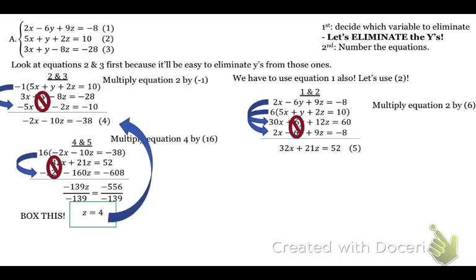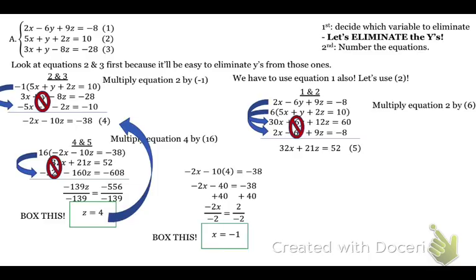Then I'm going to take that answer, and I'm going to plug it into equation 4 or 5. It doesn't matter which one, just one of them. So you get negative 2x minus 10 times 4 equals negative 38. Solve that for x. Negative 2x minus 40 equals negative 38. Add the 40 over. Negative 2x equals 2. Divide by negative 2. X equals negative 1. And box that also. Now I have 2 of my variables.